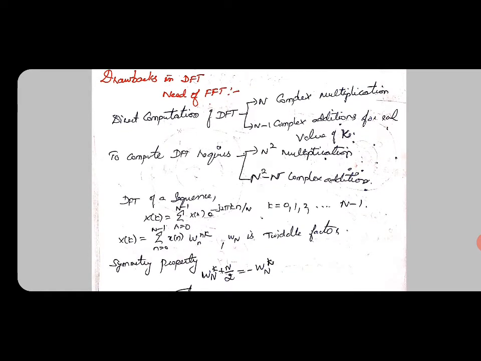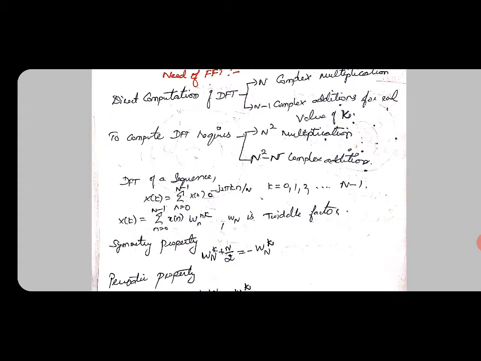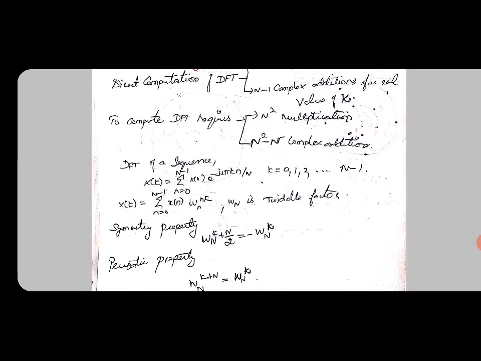We know that DFT of a sequence is given by X of k is equal to summation of n equal to 0 to n minus 1 x of n e power minus j 2 pi kn by n, where k varies from 0, 1, 2 to n minus 1. In this we can write the exponential form, e power minus j 2 pi kn by n, which is W n power kn. Here W n is known as a twiddle factor. This is very important. The exponential term is expressed in terms of twiddle factor.